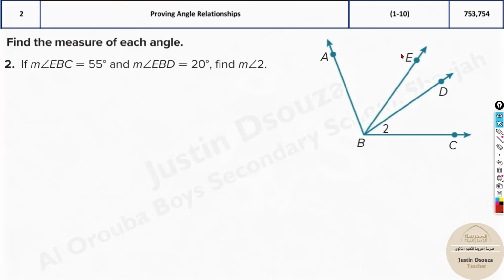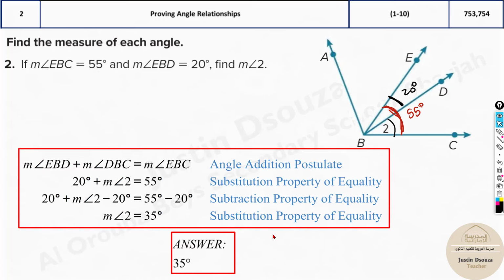Over here now they have told EBC. This entire thing is given as 50. EBD is given as 20. How to find the measure of second? See, let me point it out over here. The total angle EBC is given. This much is 50 degrees. And then they have also given us EBD, that is this much, as 20 degrees. So what is the remaining D? In the calculator, you have to just do 50 minus 20. That will be the answer. The answer is 35. That's it.